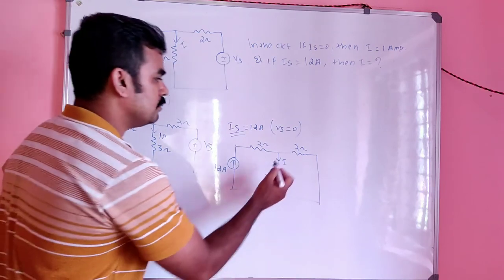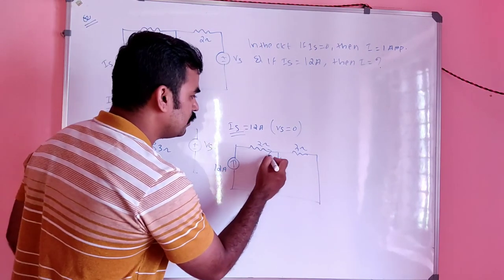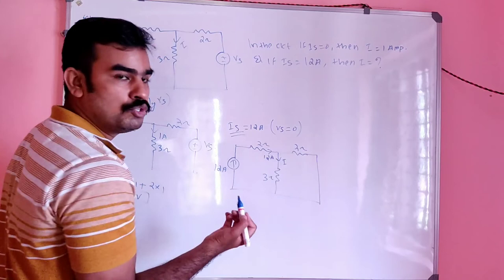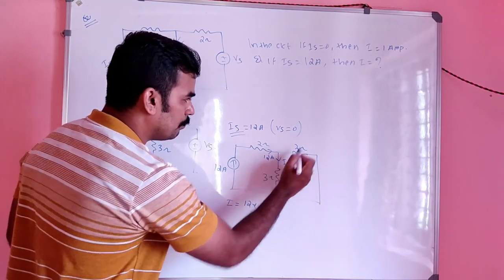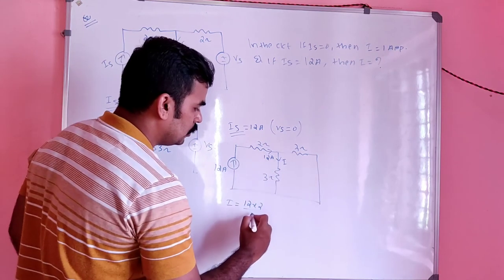So now you can find the value of I', simply. No issue there. What is the value of I'? 12 ampere is coming now. Split up into 2. So I' is equal to what? 12 into the opposite resistance. It is 2 divided by total 5.